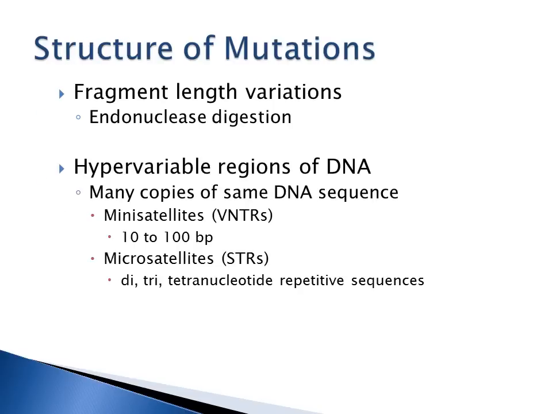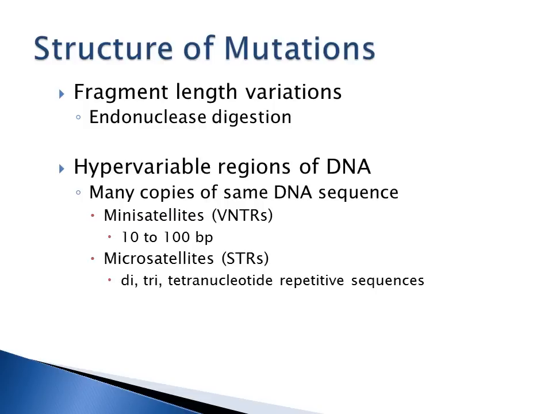You can look at different types of mutations, and usually when we're analyzing mutations to look at disease, we're looking for variations in the fragment length. If you have a gene that's a certain length, you can use restriction enzymes or endonucleases that will cut that gene at specific sequences. Then you can run that on a gel and look for the varying lengths of where that enzyme cut the gene, and you can get different patterns using that length variation.